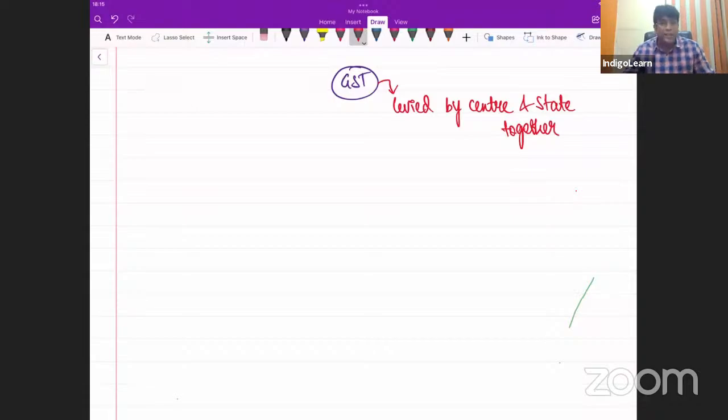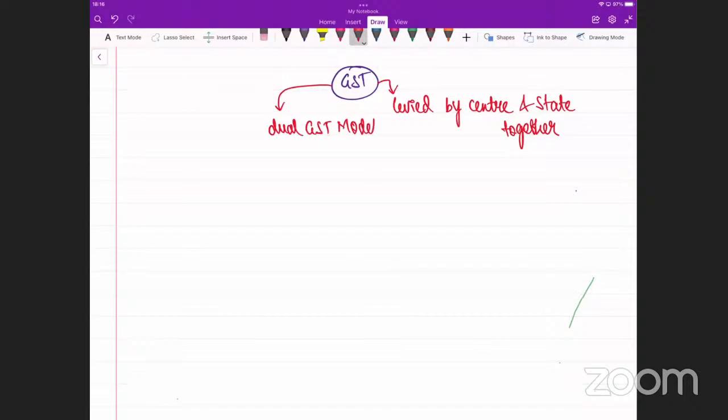Central and state together. So earlier, very clearly the concept was some taxes were levied by center, some taxes were levied by state. But there was never a tax in India levied by central and state together. But for the first time in the history of India, there has come some tax which is levied by central and state together. That is the reason why we call this GST as dual GST model.